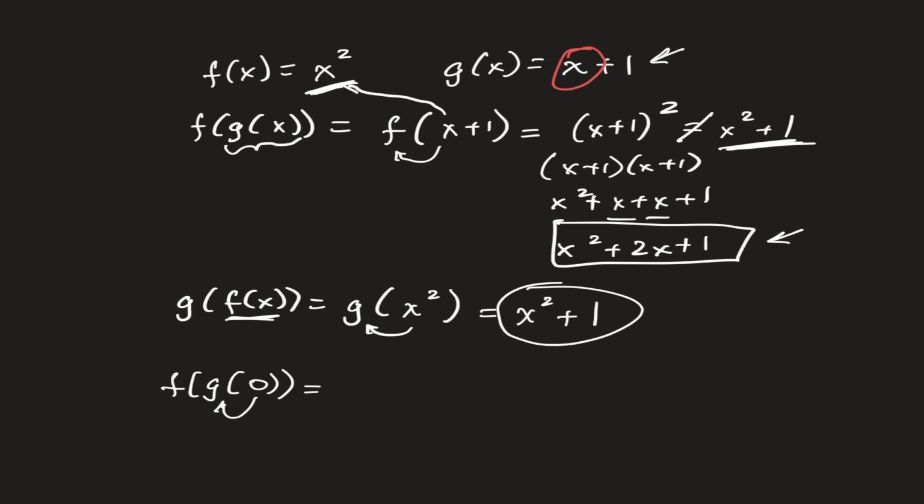So I'm going to go into my function g, and instead of x, I'm going to write 0. Into that x, I'm going to write 0. So 0 plus 1 is 1. So now this right here gets replaced with a 1. So it's f of 1. Now I'm going to go into f and plug in a 1. So I go into my function f, I'm going to plug in a 1 here, which is 1 squared, which indeed is 1. As we saw before, we got the same answer here.